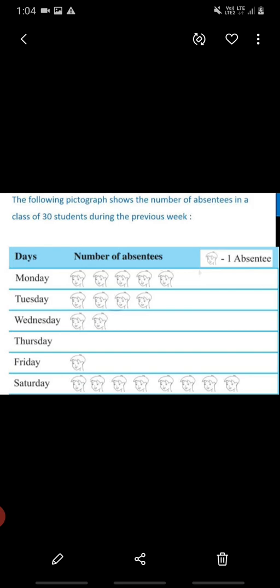Or we can represent the information in the form of pictures also. As you see on your screens, this information is about the number of absentees in a class during the previous week. So here the information is not written in numbers, but it is shown in the form of pictures. This representation of data in the form of pictures is known as a pictograph.